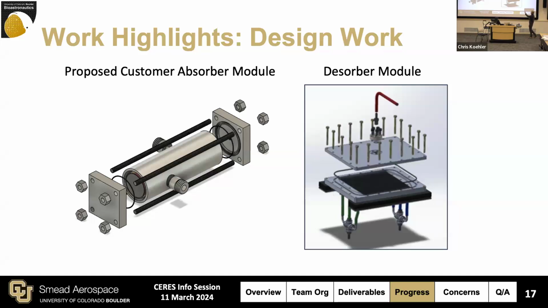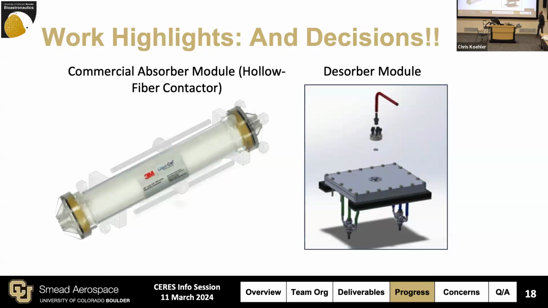And the absorber module, it's a hollow fiber contactor. And the hollow fiber contactor is basically just a long sheet of really, really thin tubes. They're about 240 microns in inner diameter. So really, really thin tubes. And they've been rolled up into a tight little bundle, and then they've been stuck in a tube by our supplier 3M.